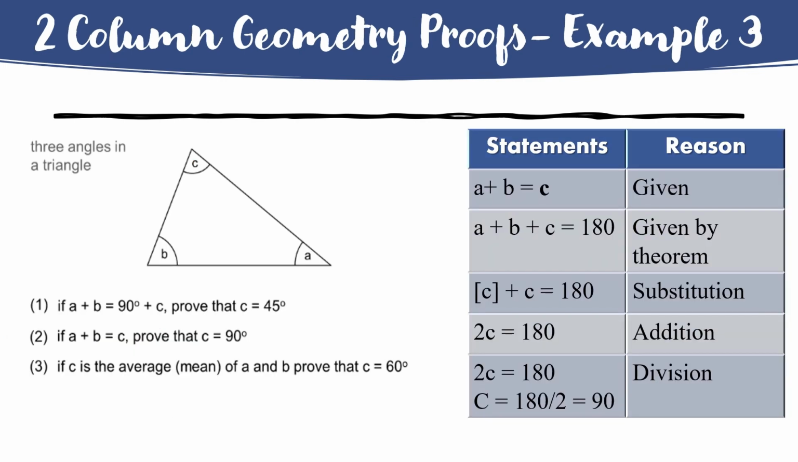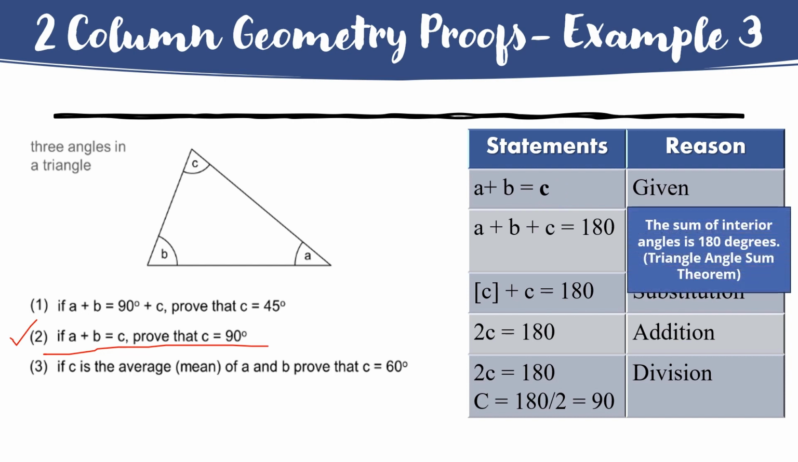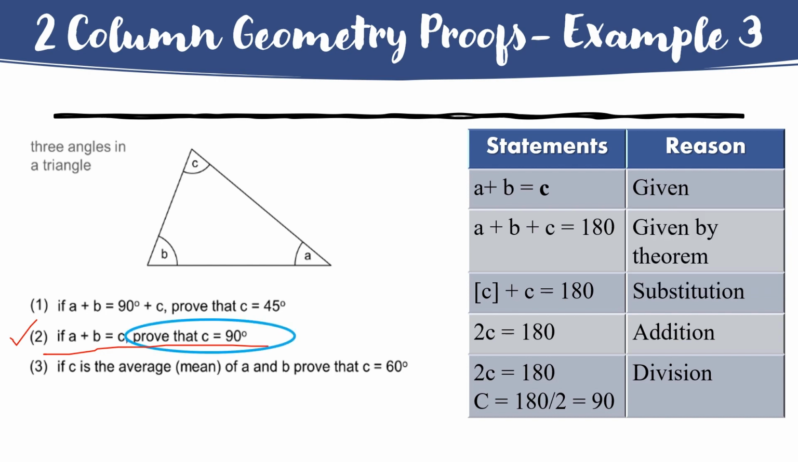We will move on to another example. The next one is, if A plus B equals C, prove that C equals 90 degrees. So we're going to work this one now. We are given A plus B equals C. We are given A plus B plus C equals 180 because all of the degrees of a triangle add to 180 by a theorem. So now what we're going to do is substitution again. And what are we going to substitute?